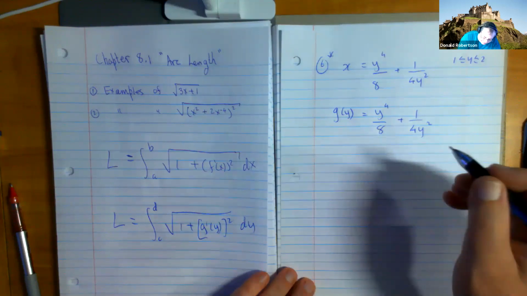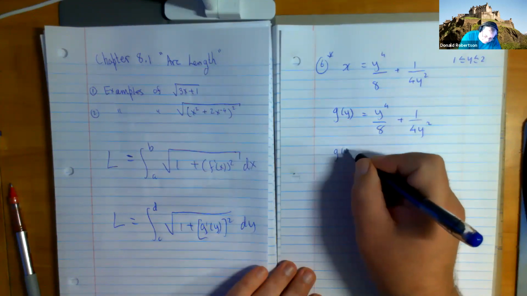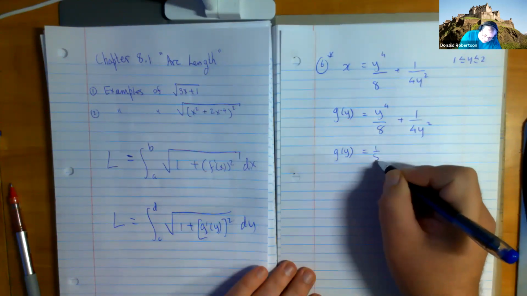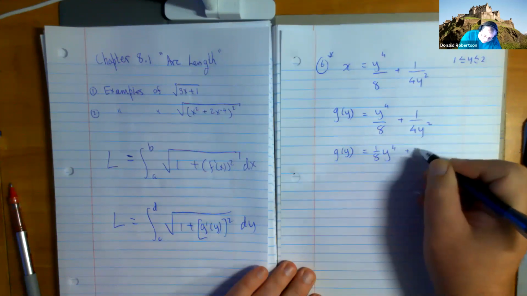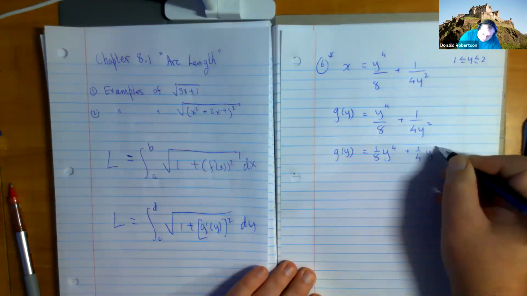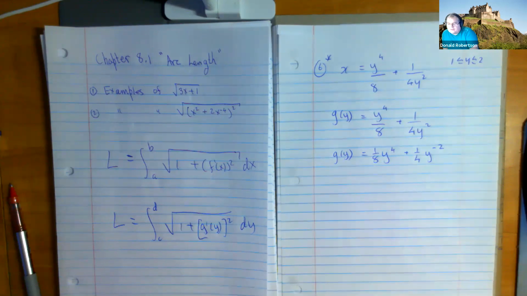Now, if I'm going to differentiate this guy, and I want to write it in a format that's going to make it easier to do, would you agree that I have to convert it to look like this guy so I can use the power rule? So you're happy about the y over 4 gets you an eighth, and that the 1 over 4y squared gets you a quarter y to negative 2.